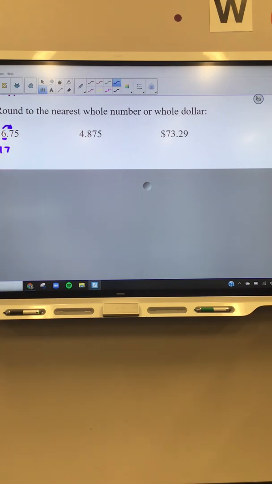Good? Try the same thing with 4.875 and $73.29. Stand up when you're done with both of them.